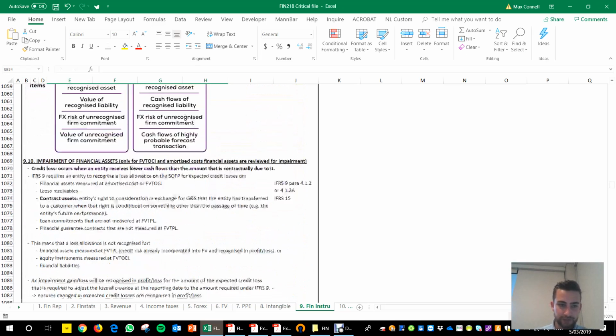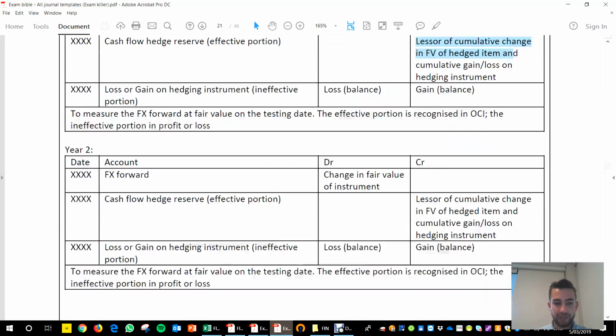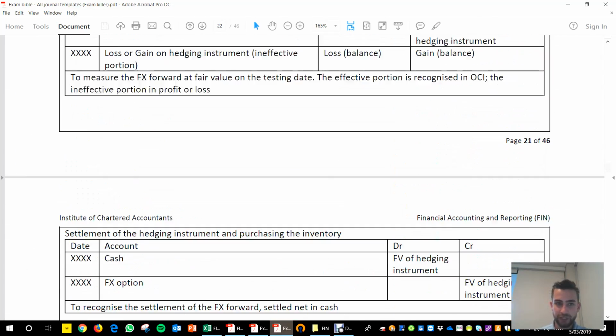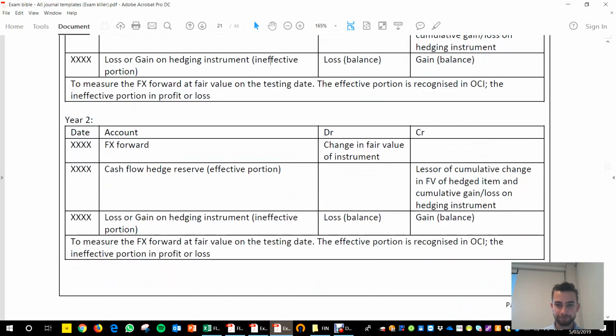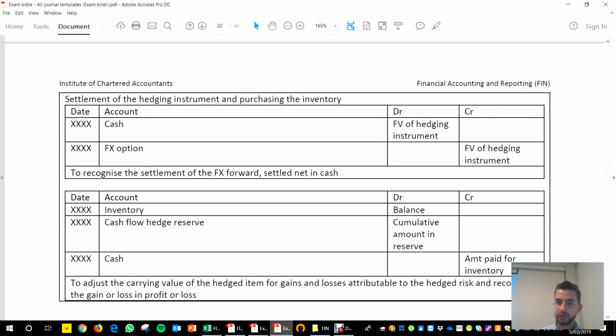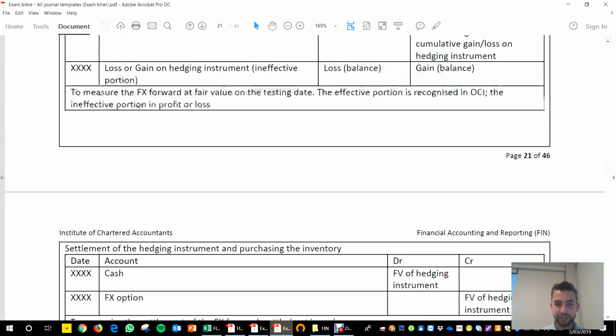Okay, so that's cash flow hedge reserve. And we're going to talk about the journals a little bit here as well. So we're going to post the change in fair value of the FX forward. We're going to post the change in value, or the lesser of the cumulative change in the hedged item and the cumulative gain or loss on the hedging instrument. And the difference is the ineffective portion, which is going to go through OCI. So it's either going to be a loss or gain depending on the difference between the two. Okay, and you just effectively repeat that.